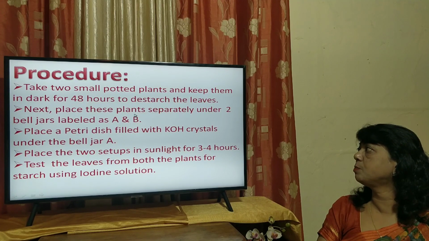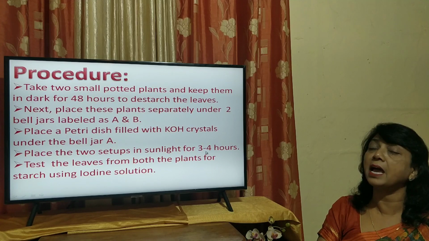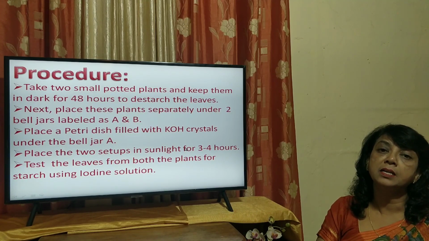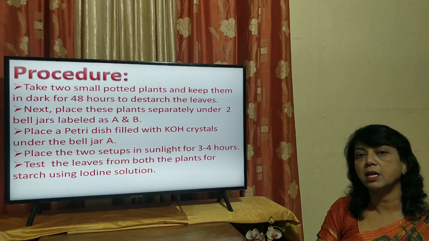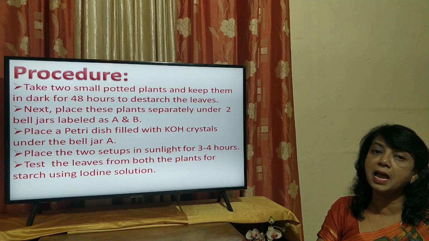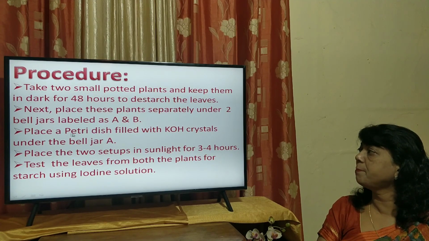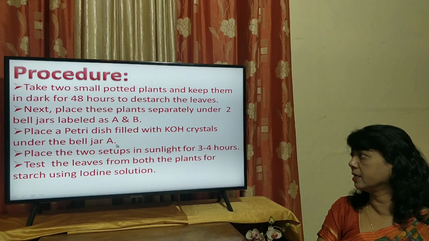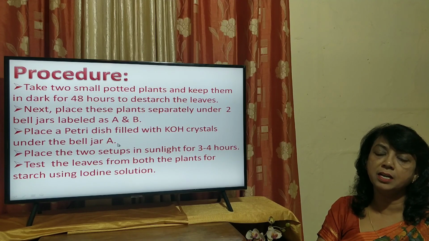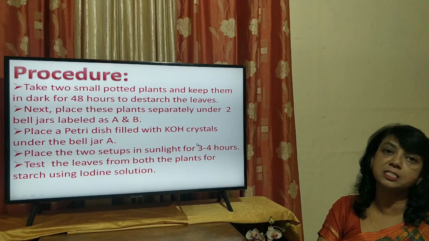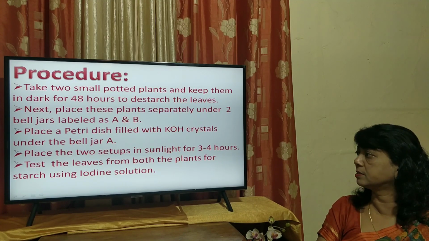Next, place these plants separately under 2 bell jars labeled as A and B. Now we'll put these plants inside the bell jars. As we have taken 2 bell jars, we will mark them as A and B. Place a Petri dish filled with KOH crystals under bell jar A. Now in the first bell jar, inside we will keep a Petri dish in which we have kept KOH crystals, that is potassium hydroxide crystals.